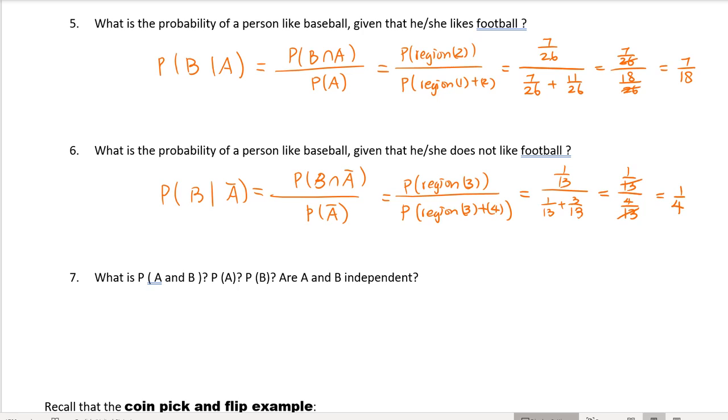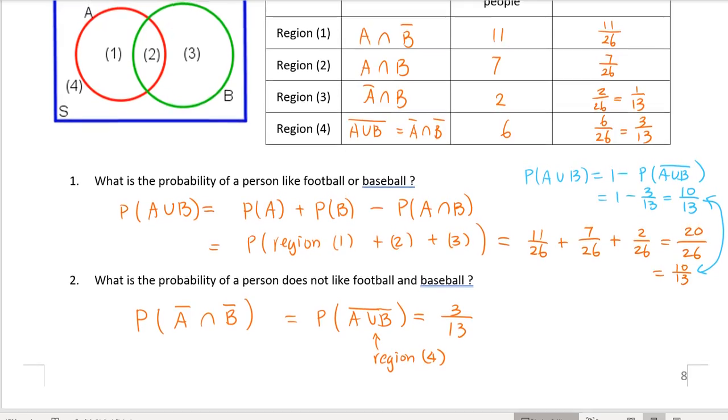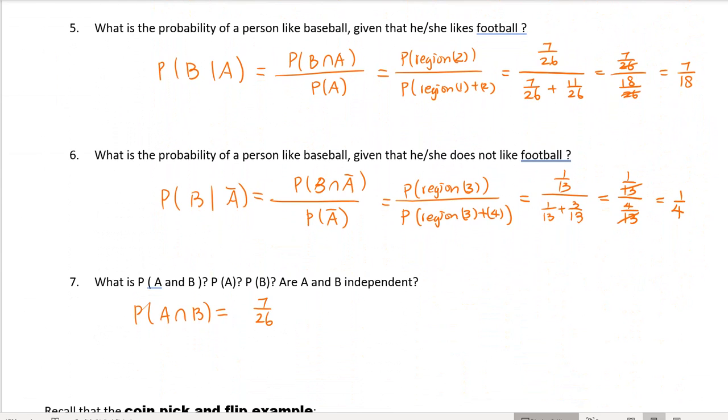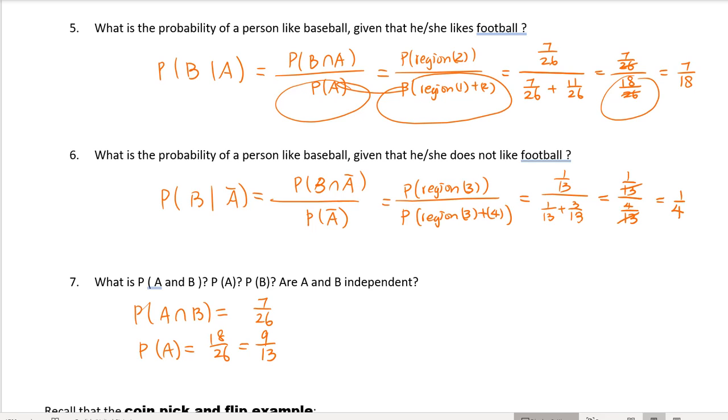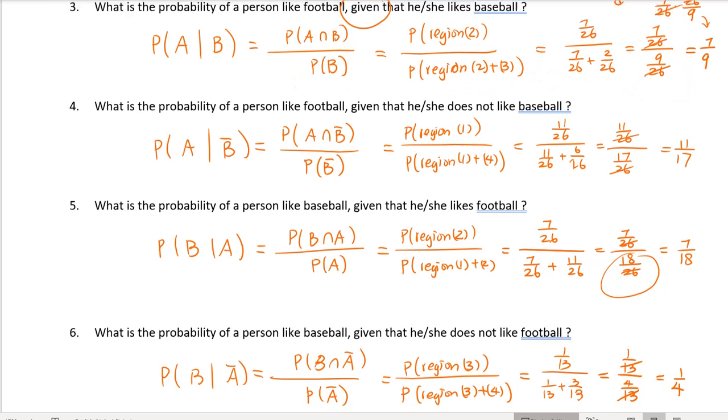What is P of A and B? So P of A and B, this is region 2. So what is region 2? 7 over 26. And P of A right here: region 1 and region 2, that's 18 over 26, which is 9 over 13. And then P of B is right here: region 2 and region 3, which is 9 over 26.